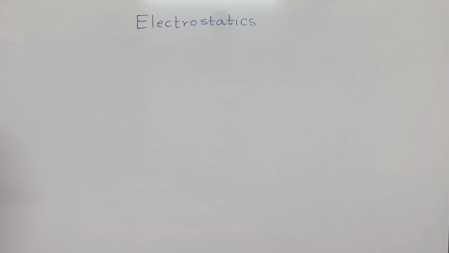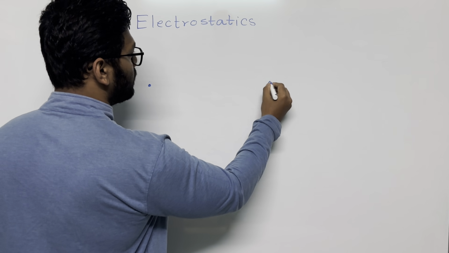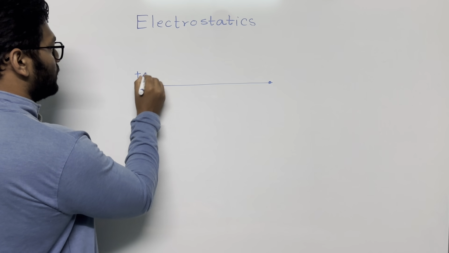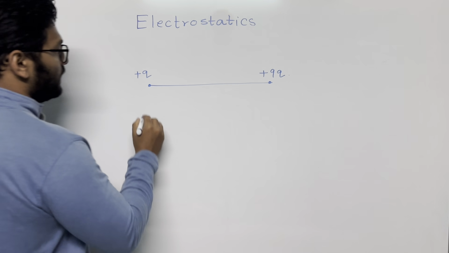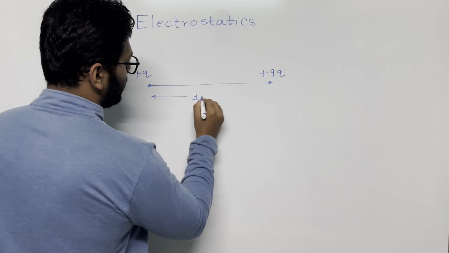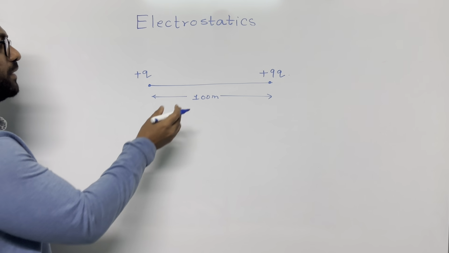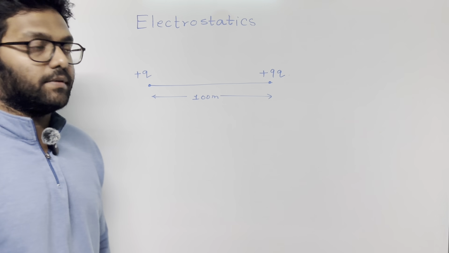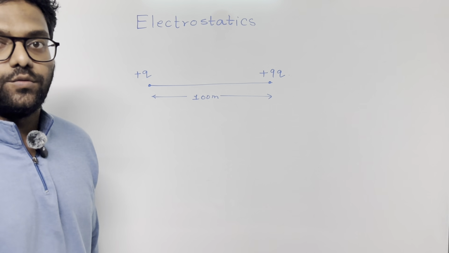Till now we have done the problems in which we were only concerned about the equilibrium of the charge that you are placing. That means if you had a charge plus q here and a charge plus 9q over here, and let's say they are separated by 100-meter distance, the question used to be, where should I place the third charge such that that third charge is in equilibrium? That means the net force on the charge that you are keeping is 0.